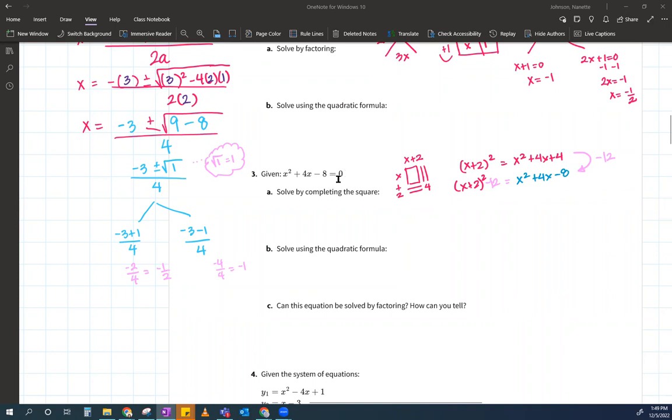Okay, so now that I have this rewritten better, I'm going to solve it and set it equal to 0. So I go x plus 2 squared minus 12 equals 0. And what would I do first?